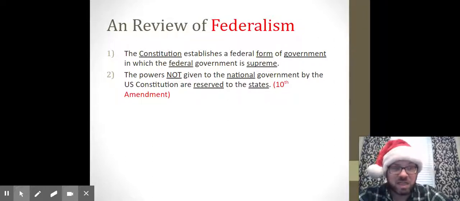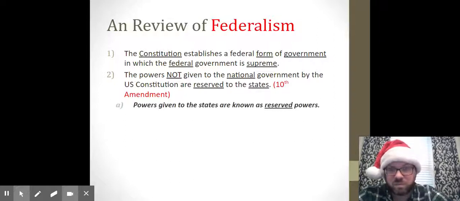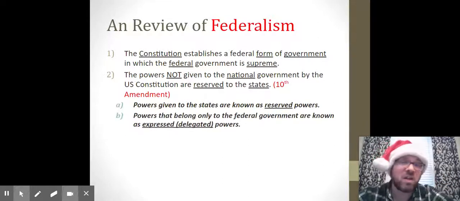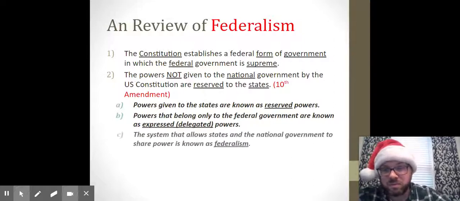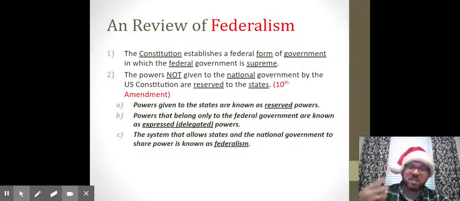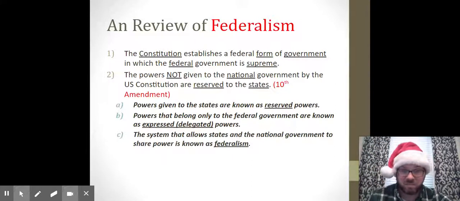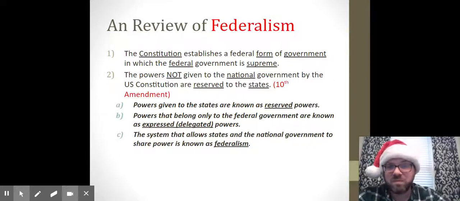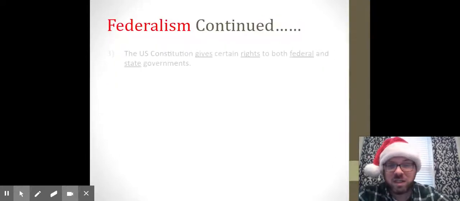So again, the 10th Amendment gave the state governments their powers. Powers given to the states are known as reserved. These are the main points. Powers that belong to the federal government are known as expressed or delegated powers. And the system that allows the state and the national government to share power is called federalism. All right, let's move on.